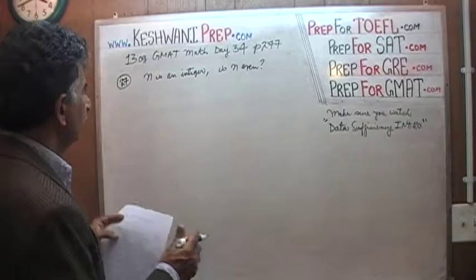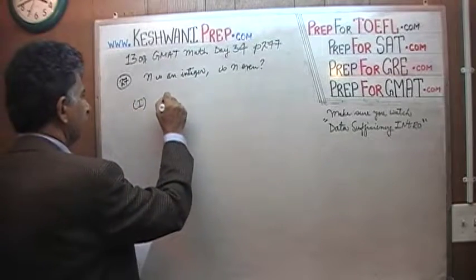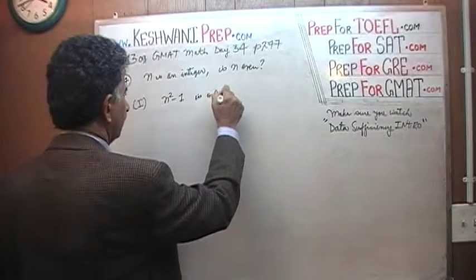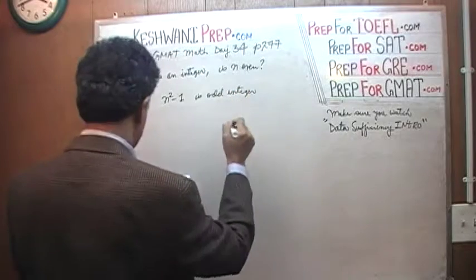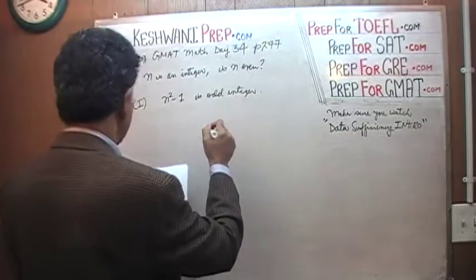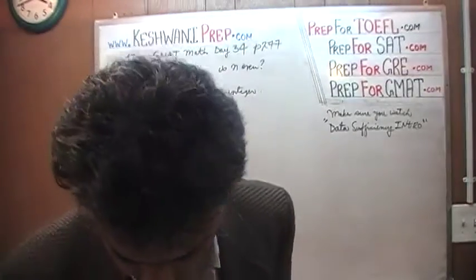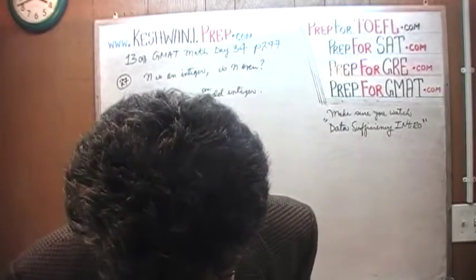Look, the question is, is n even? In the first statement, they tell us that this quantity, n squared minus 1, is an odd integer. They tell us that n squared minus 1 is an odd integer. Yep, is an odd integer.